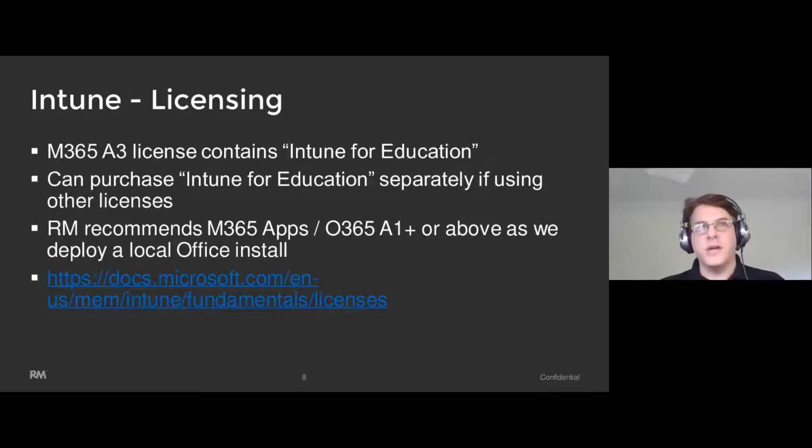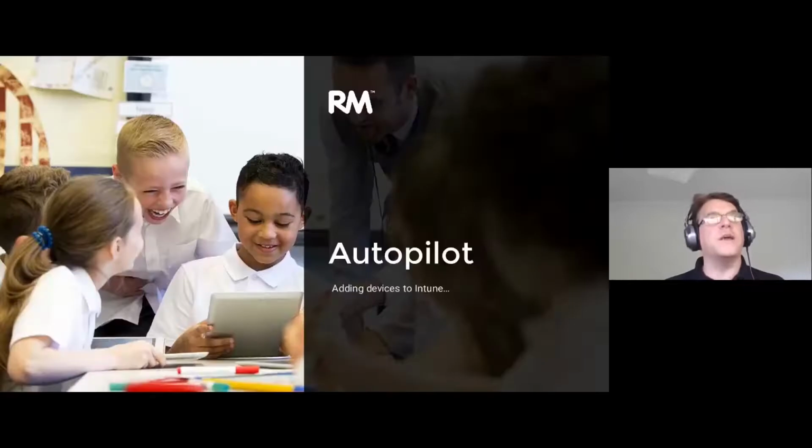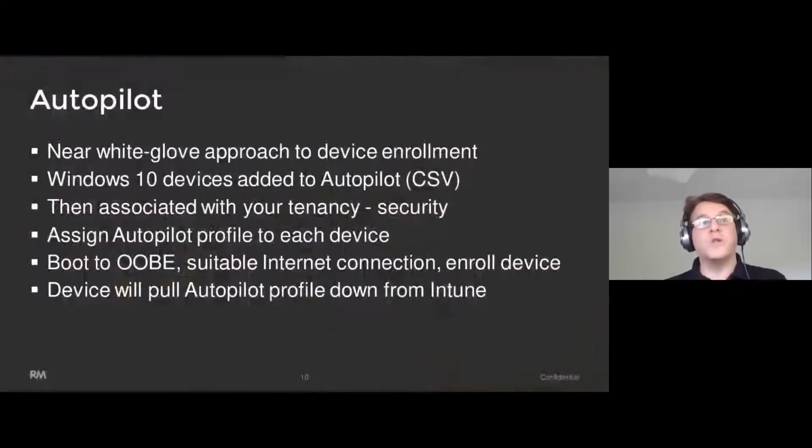And as I mentioned earlier, when we enroll these devices, they will pick up all our config. They will install a local Office onto those devices. So we do recommend having either M365 apps or Office 365 A1 Plus or the equivalent of that, because without that, you won't be able to be licensed properly when using Office on that machine. So sorry about diverting away from Autopilot there. But as I say, Autopilot is our recommended approach for enrolling the devices into Intune.